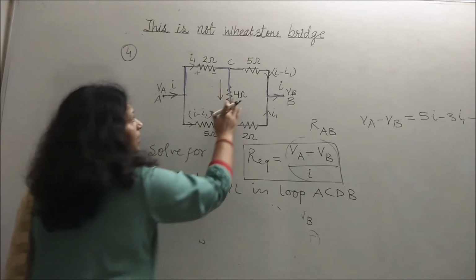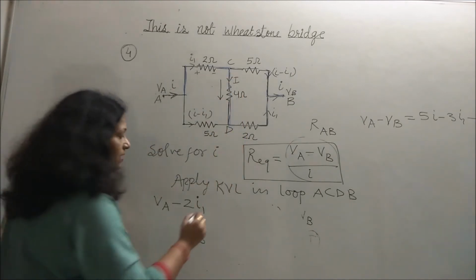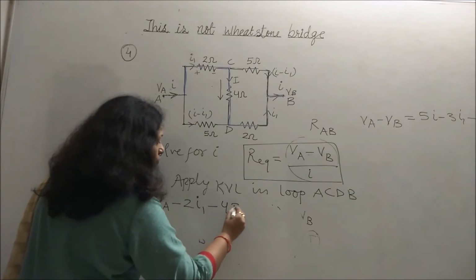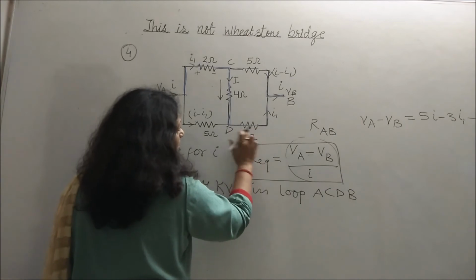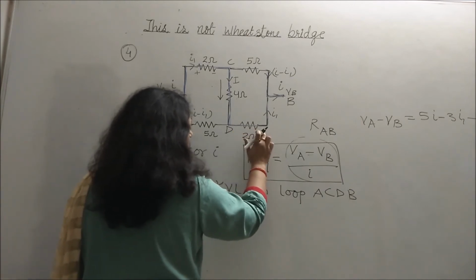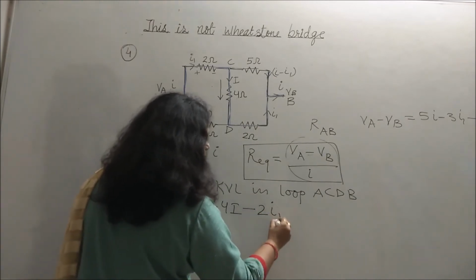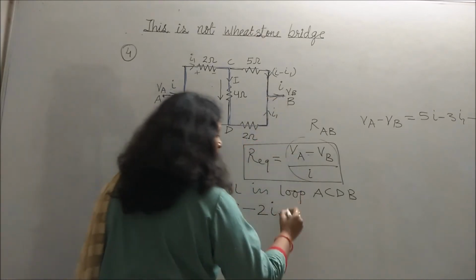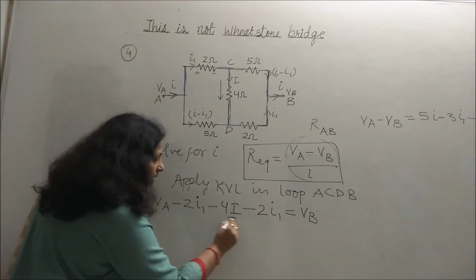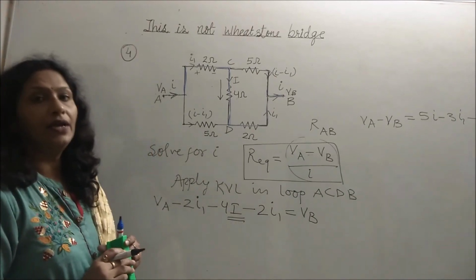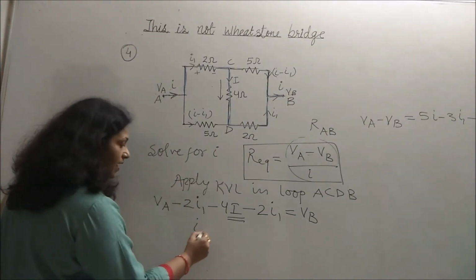Okay, so here how much current is there, that we have to determine. Suppose it is I. Write it, minus 4I. This is the voltage drop here. Then we are moving through this resistance. Here again we are moving in the direction of current, so minus will come, minus 2I1. Then we reach node B, that is equal to VB. Now we have to find the value of I in terms of our given variables, that is I and I1.